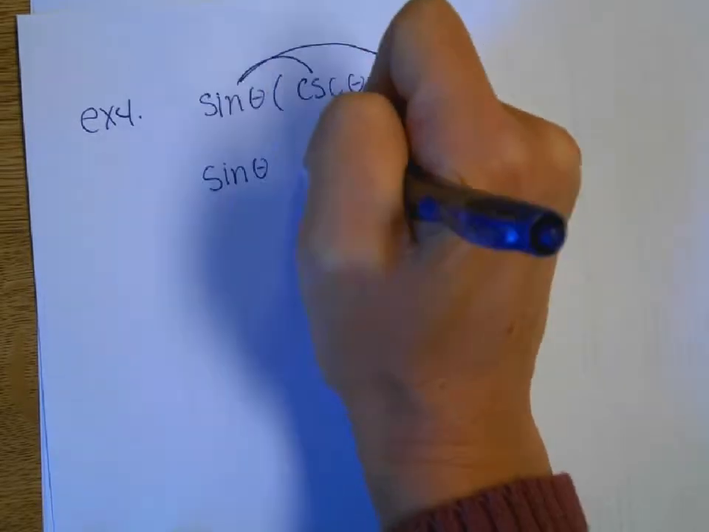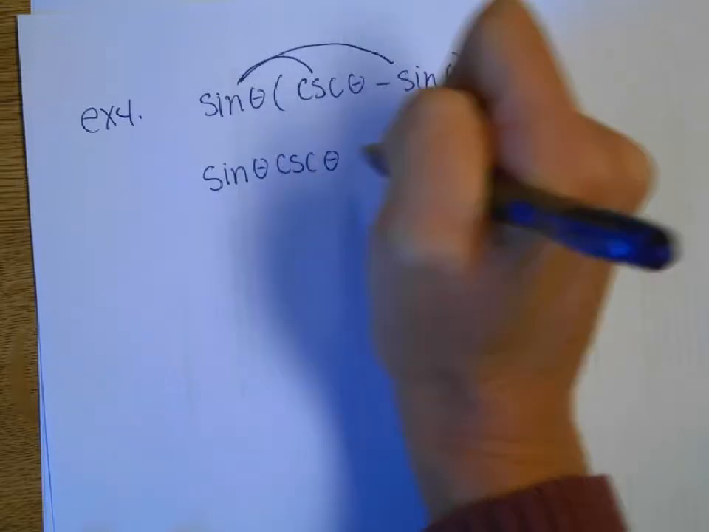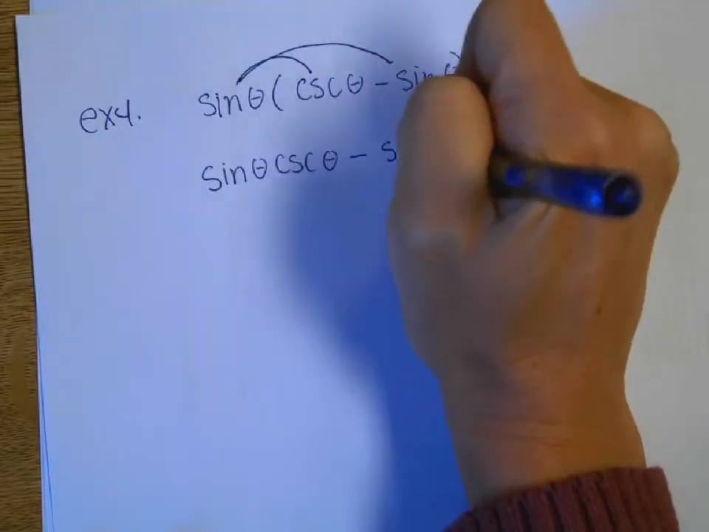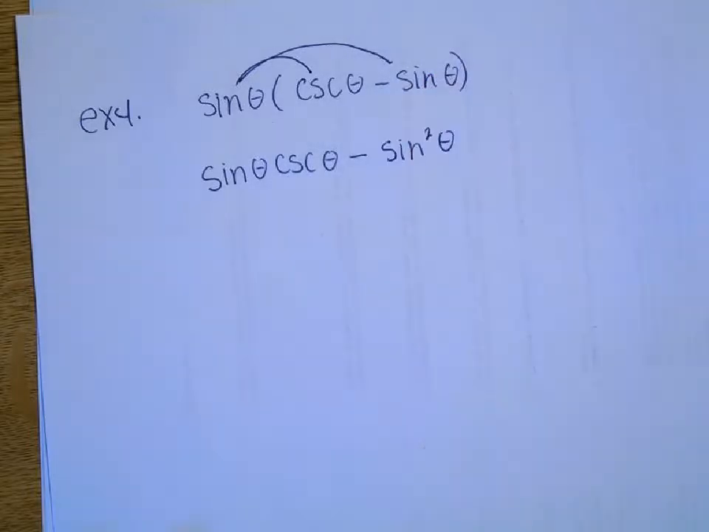So sine times cosecant. Okay, the conversations really need to stop. They're driving me nuts. And then minus sine squared.